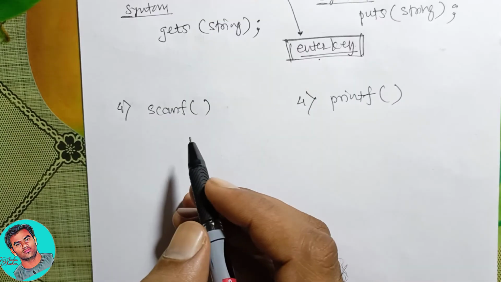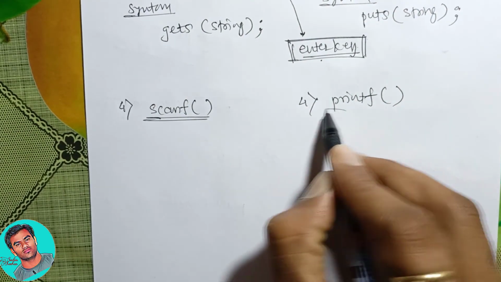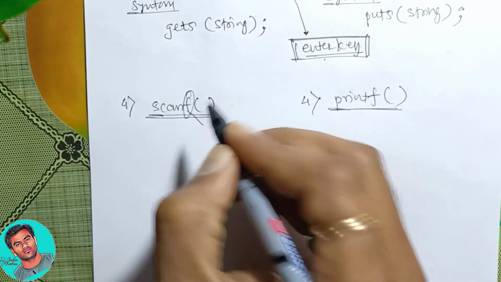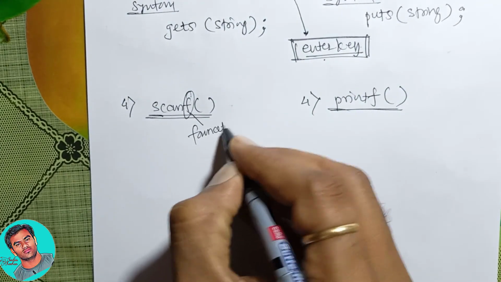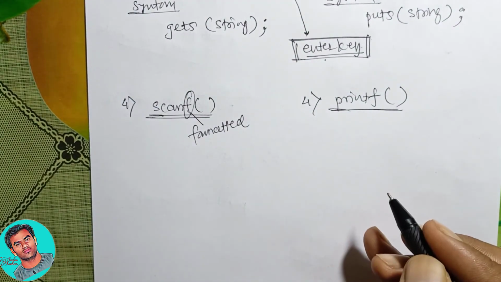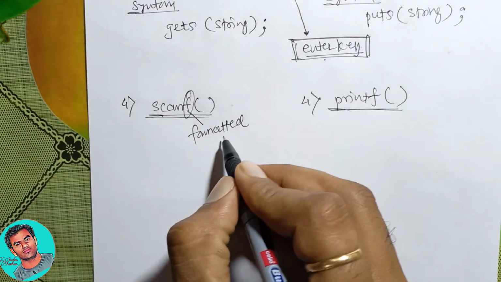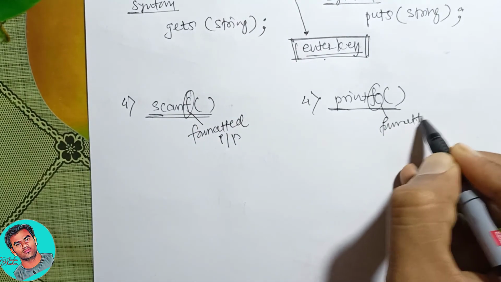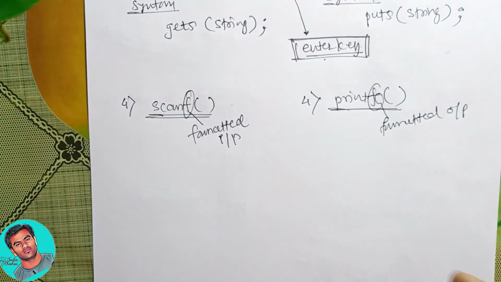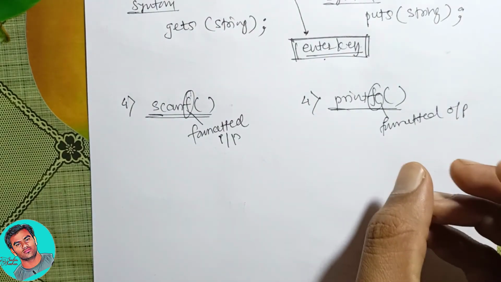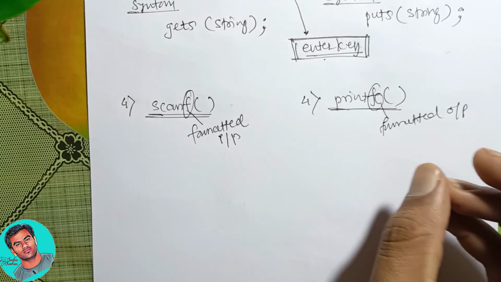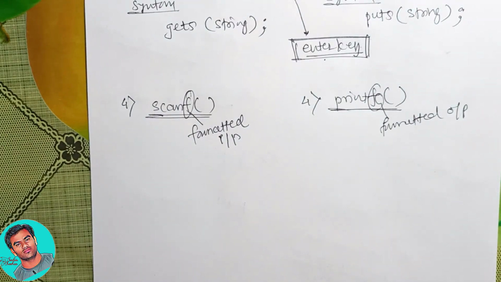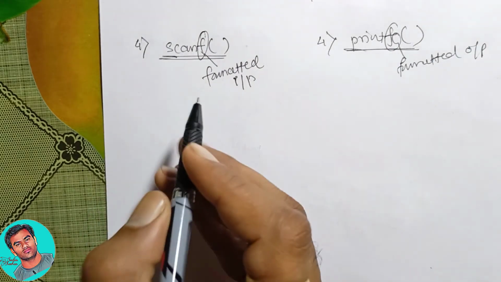Okay friends, now the next one is a scanf statement and a printf statement, where this f represents formatted, that means this is a formatted input, and this f is a formatted output. In the next lecture we are going to discuss formatted values or formatted characters or formatted input output. Here we are just discussing the syntax of a scanf statement and printf statement.